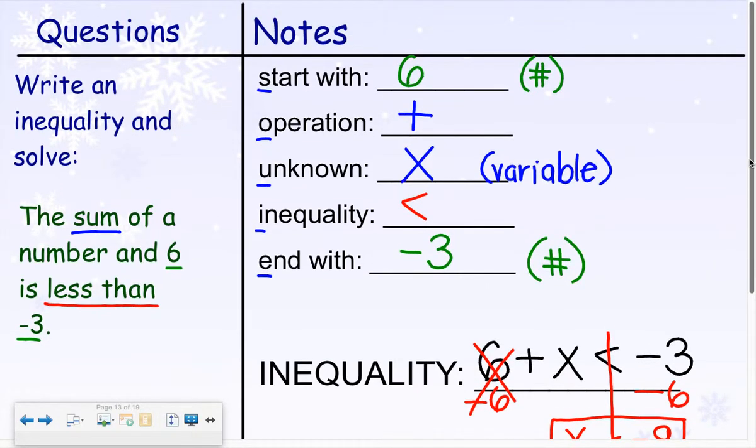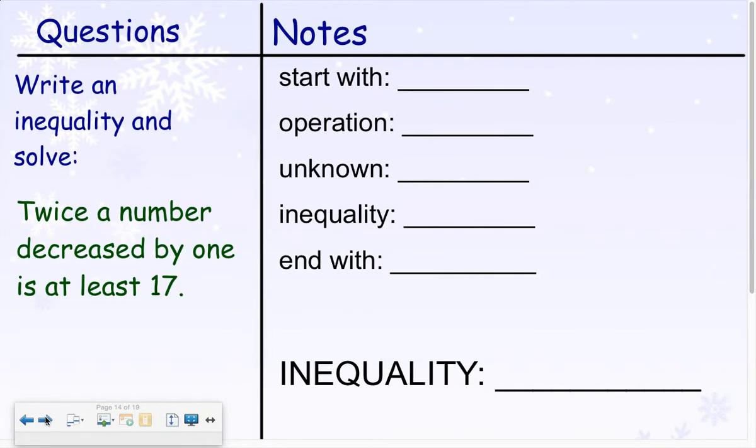All right, let's go to the second one. Okay, so again, we're going to write an inequality and solve. Twice a number decreased by 1 is at least 17. So we're going to use SUI again. Starts with operation, unknown, inequality, and ends with.